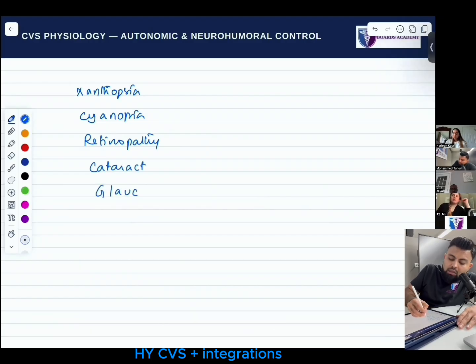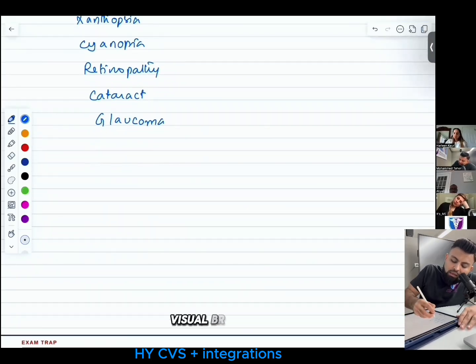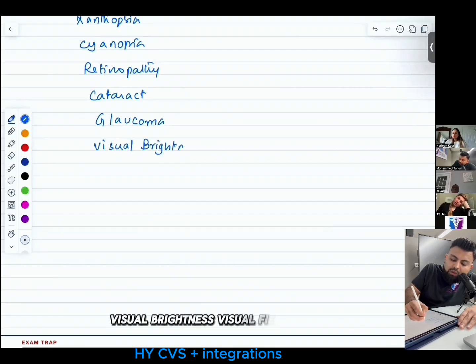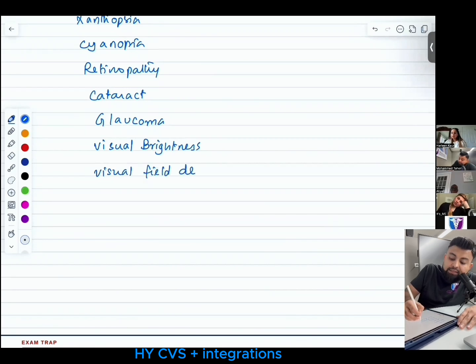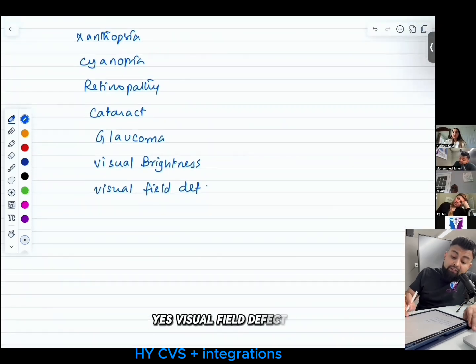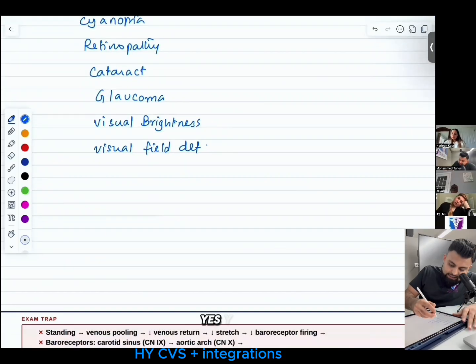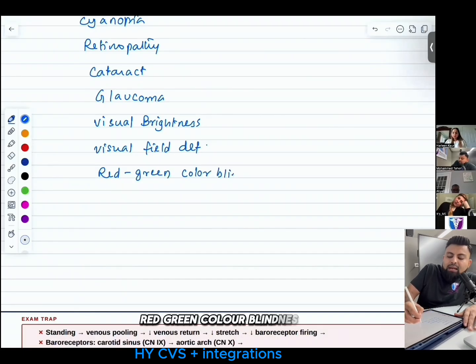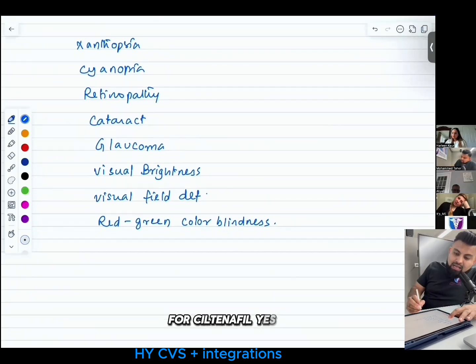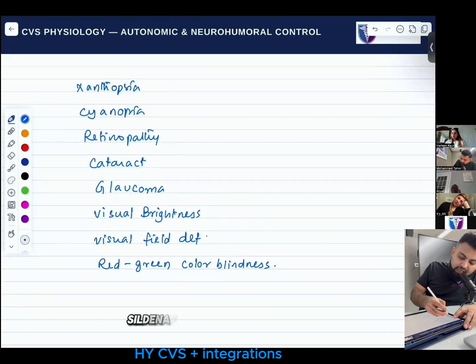Other adverse effects that we have to also remember are eye findings, all the eye pathologies: cataract, glaucoma, visual brightness, visual field defects. Yes, visual field defects. Blue vision? Yes, that's not blue, that's red-green color blindness. For sildenafil? Yes, for sildenafil it is not retinal. Sildenafil is cyanopia. Cyanopia is with sildenafil.